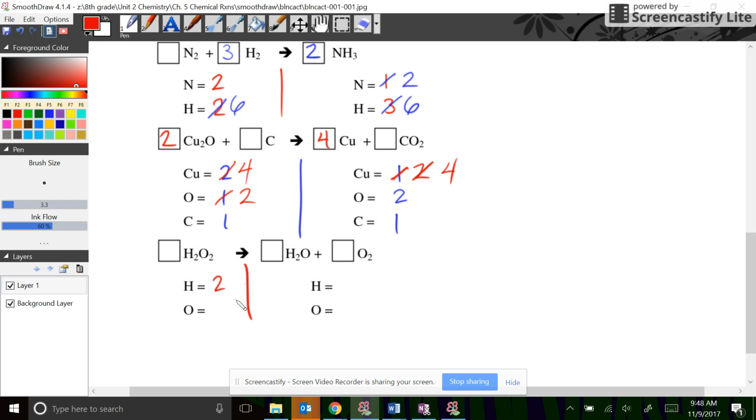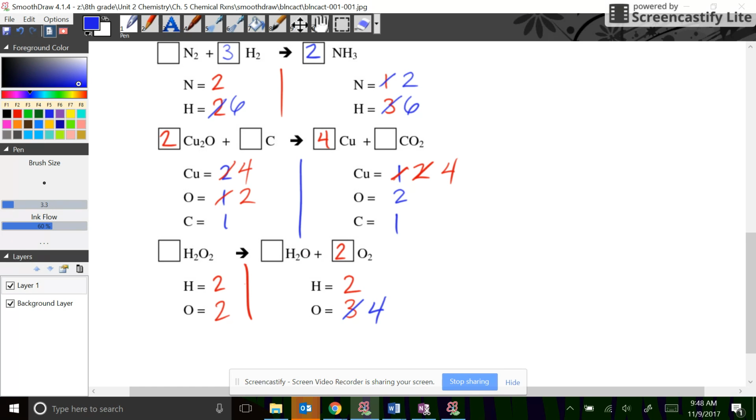Last one, I have 2 on this side, 2 on this side, 2 on this side. But be careful here. Oxygen's count is 3. 1 plus 2 is 3. This one's a little tricky. Here's how I would do this one. If you're stuck, just do some trial and error and see what works. So for example, let's say I put a 2 here, and that changes this to 4.